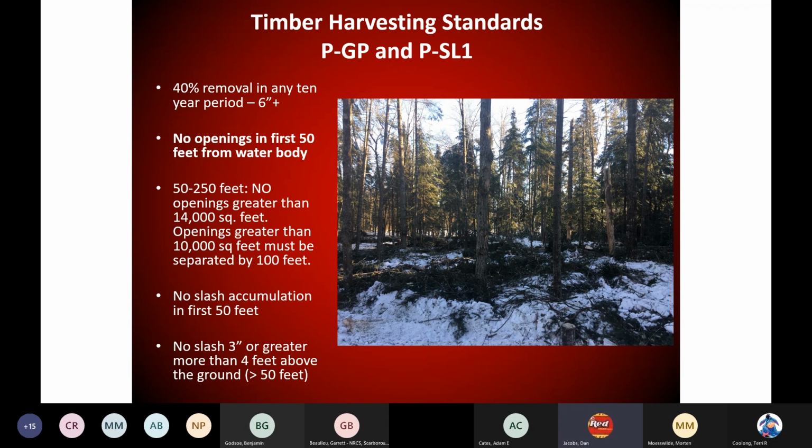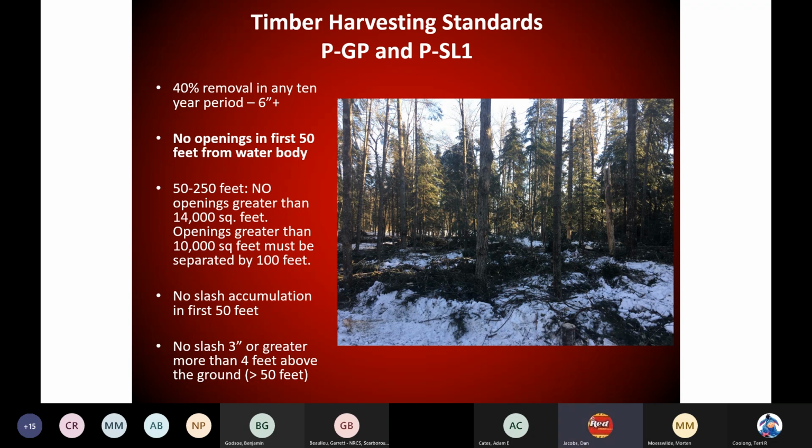For PGPs and PSL1s, remember these are 250-foot zones, either next to lakes or next to significant streams or rivers. Harvesting, you're allowed to remove 40% of the volume. You're allowed to remove 40% of the volume in any 10-year period for trees greater than 6 inches.